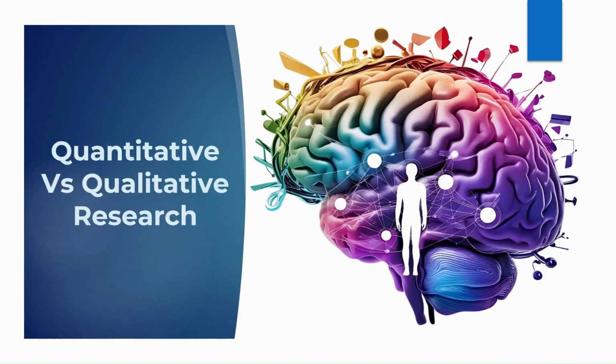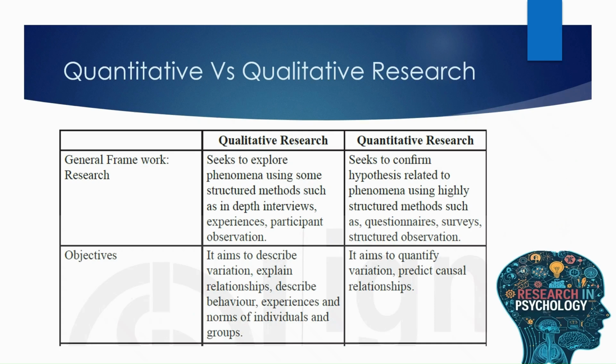Next, we have a comparison of quantitative and qualitative research. This comparison is given in your study material, so you can refer to it there also. The first criterion based on which we are differentiating qualitative and quantitative research is the general framework of research.